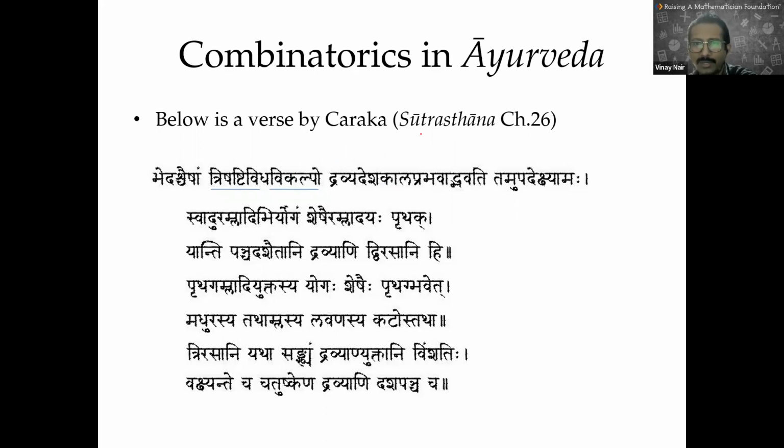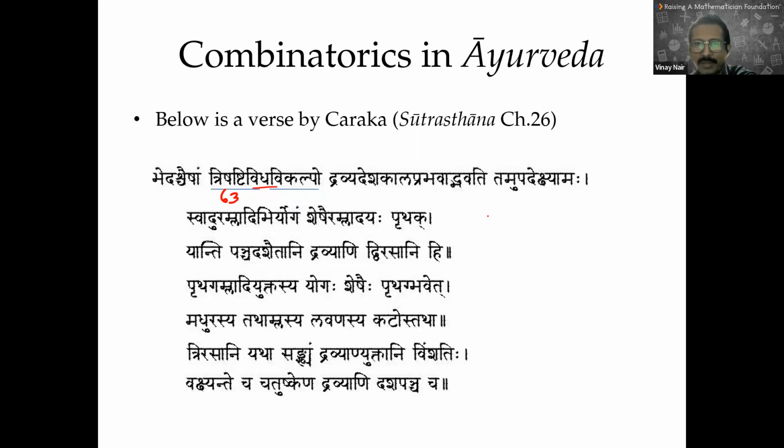Charaka is the name of the author, and the text is called Sutrasthana. Charaka also wrote... no, that was Sushruta. Okay. So Charaka in it, a text in Ayurveda, says that Trishashti is 63 Vikalpas, 63 possibilities. 63 different possibilities are there when you take 6 flavors.